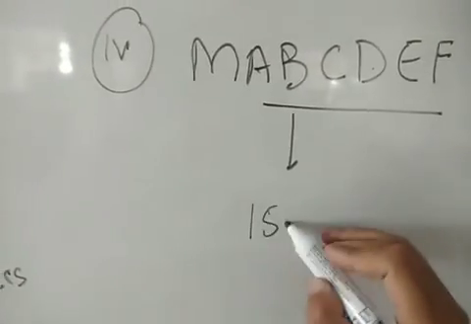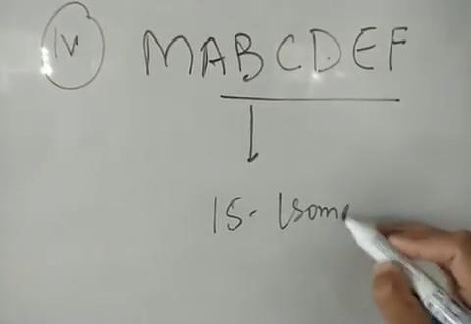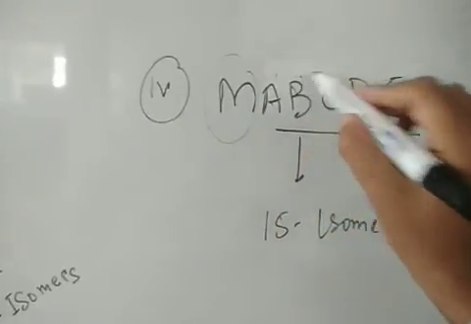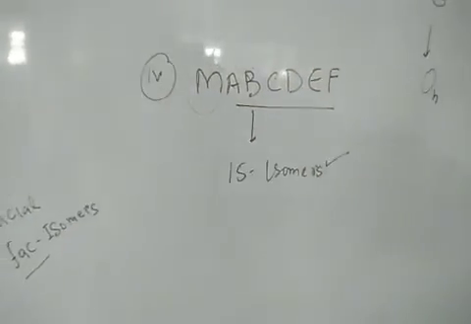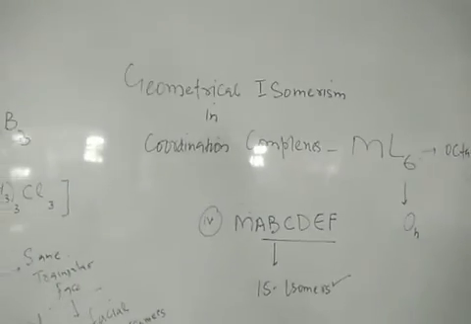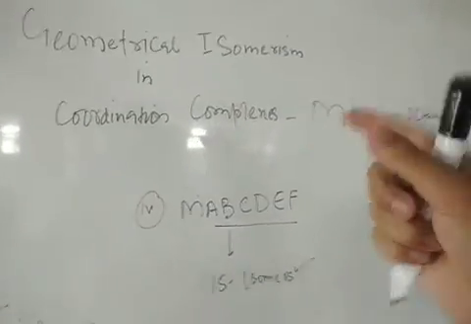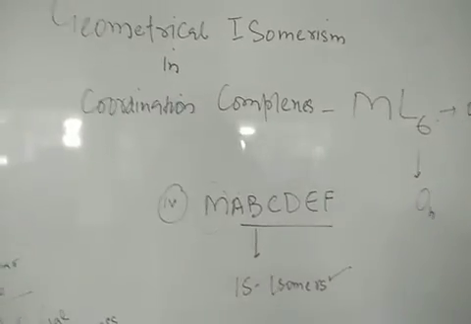ये थोड़ा सा मुश्किल है बनाना. 15 isomers are possible. 15 geometrical isomers. When you have 6 different ligands. This is all about the geometrical isomerism in the coordination complexes which are octahedral. And the next class will move to the optical isomerism. This is all.